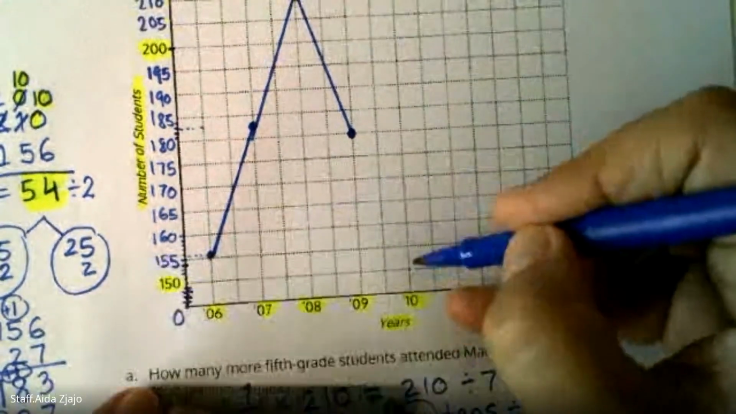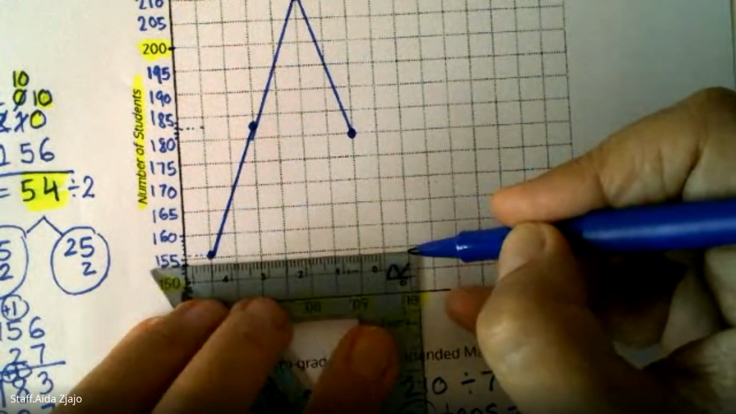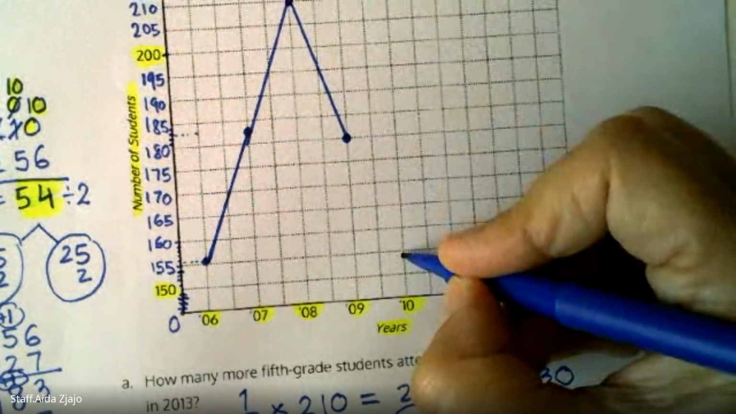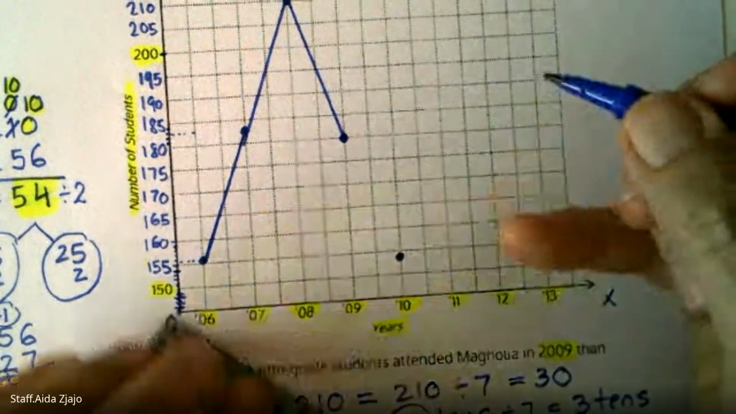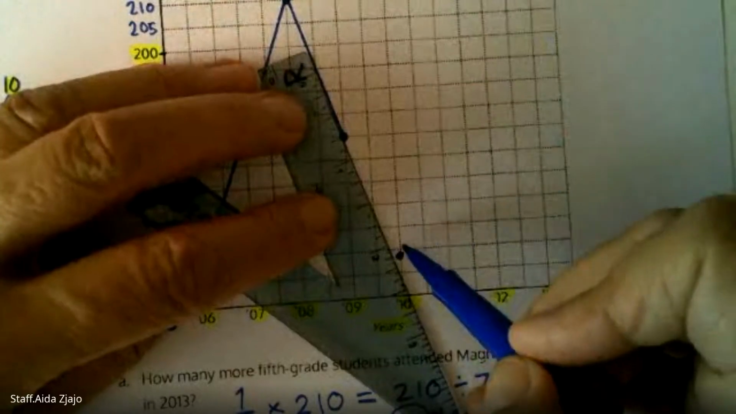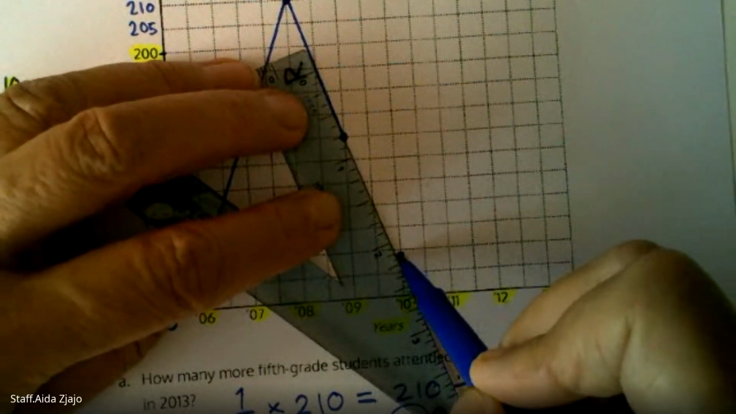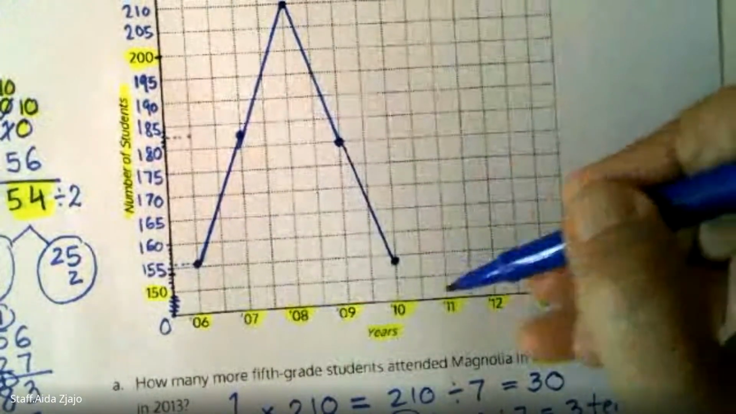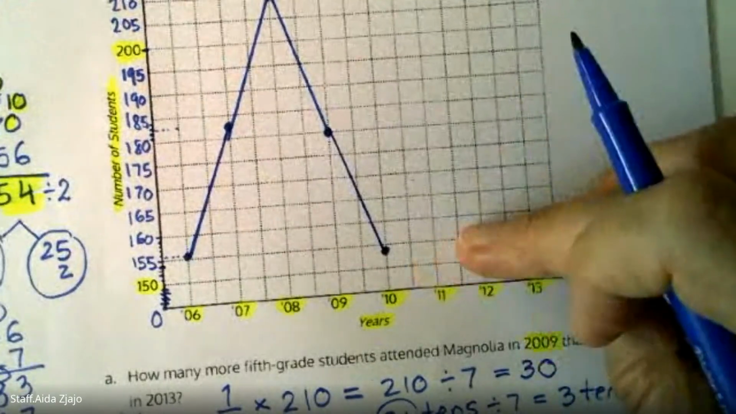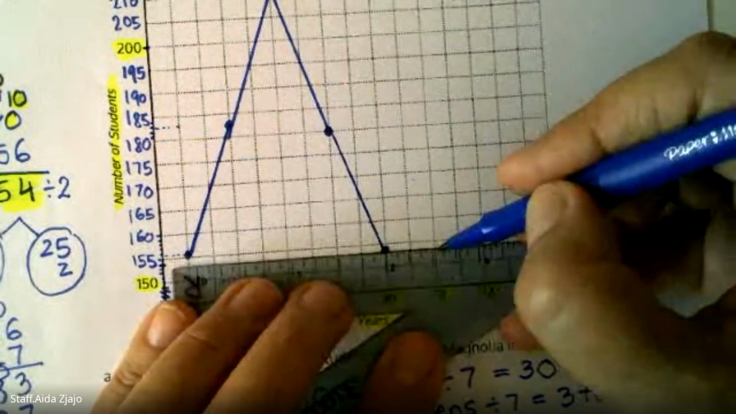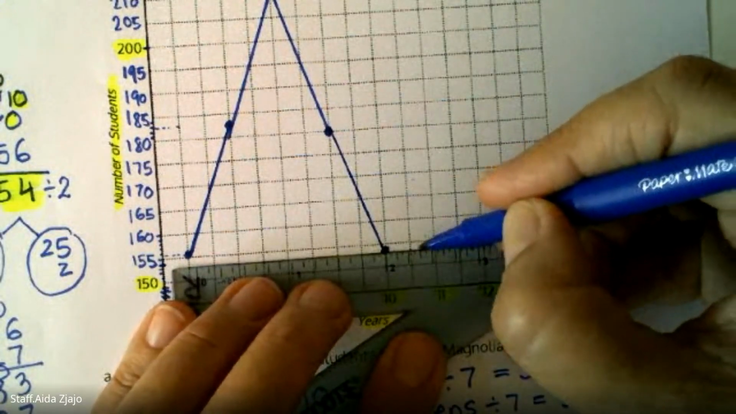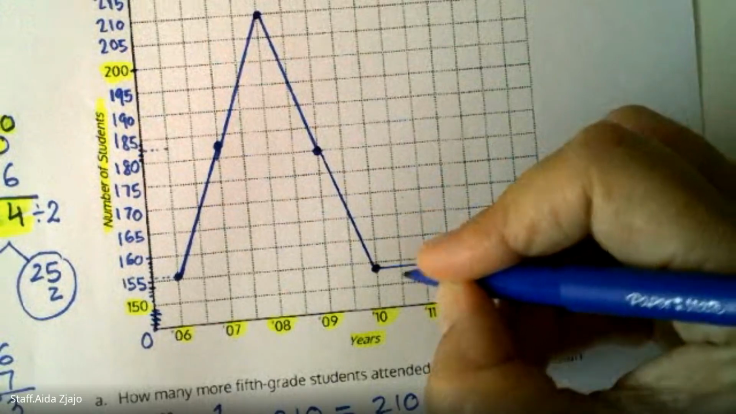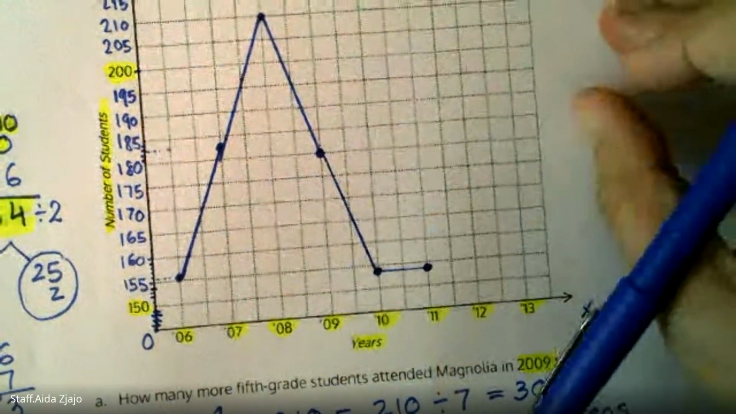So 2009 is right here. So the point is right there. Okay. So here is 154. So it drops to 154 in 2010, and then it stays 154 the next year as well, 2011. So here is the same, so that didn't change.